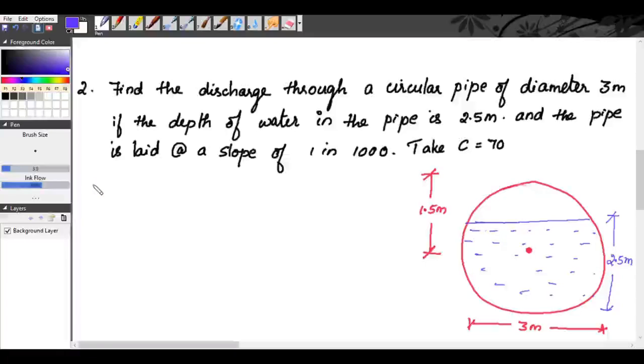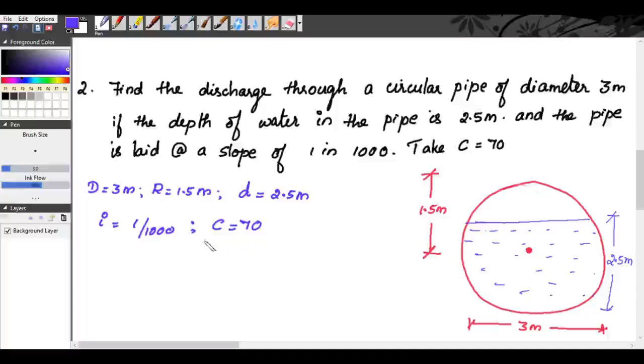Okay, so the diameter D is given as 3 meter. Therefore, our radius will be 1.5 meter. The depth of water, small d, is given as 2.5 meter. And the pipe is laid at a slope, so i is given as 1 by 1000. Chezy's constant C is given as 70. So the difference between the previous problem and this problem is, in the previous problem, the depth was below the center of the circular section. Here, the depth is above the center point of the circular section.